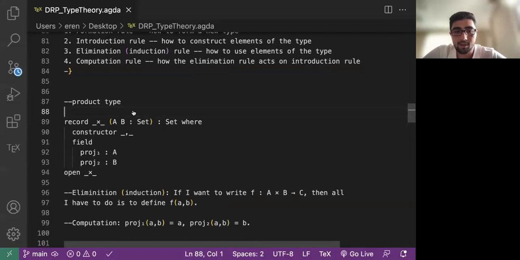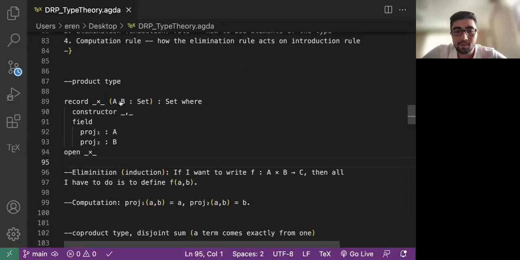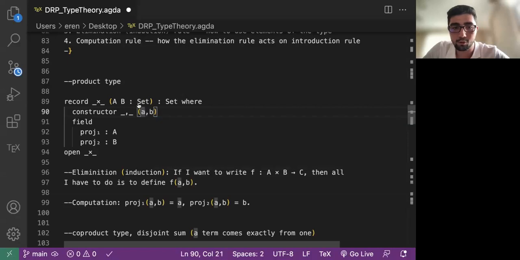Let's see a specific type in type theory, the product type. Record is a similar word to data. Given two sets A and B, we can talk about their product, like the Cartesian product in set theory, A times B. Its elements are given in the form A comma B. It's an ordered pair, and the first one belongs to A and the second one belongs to B. And this implementation is hidden here under the field environment.